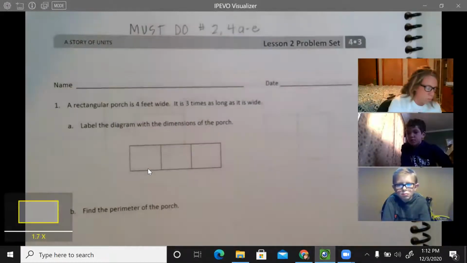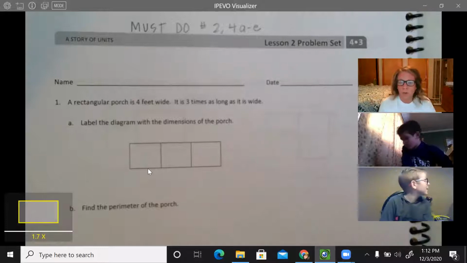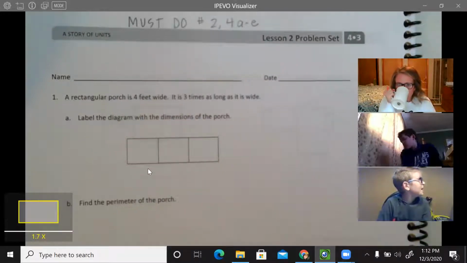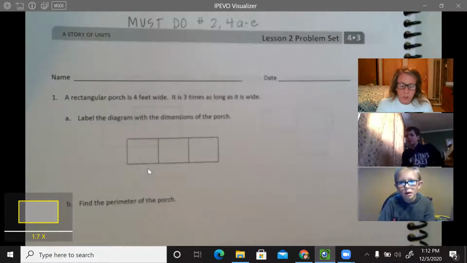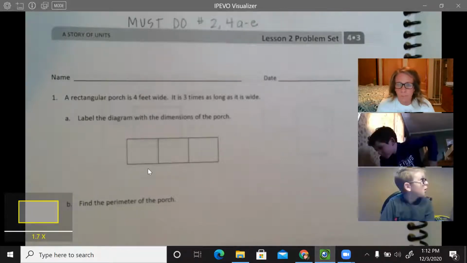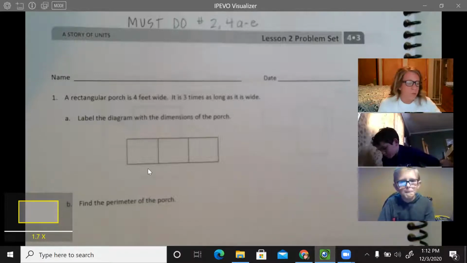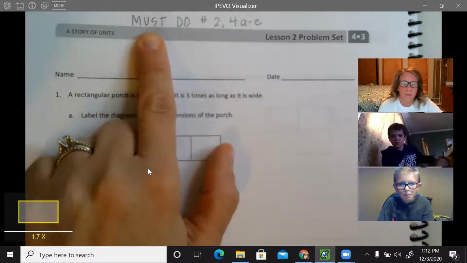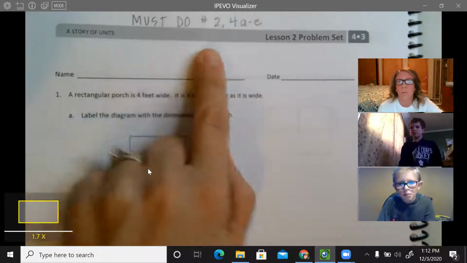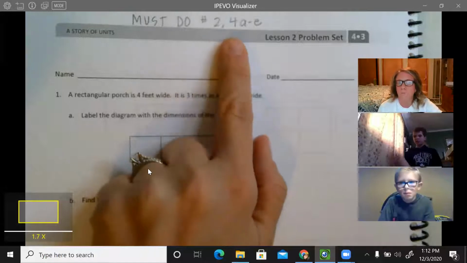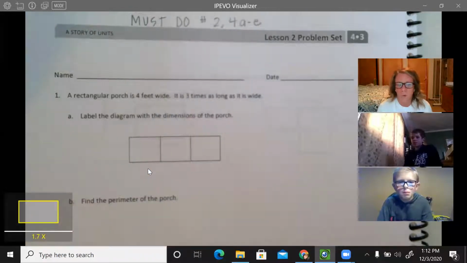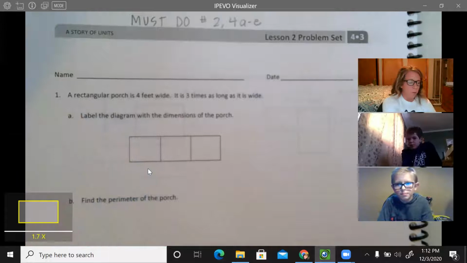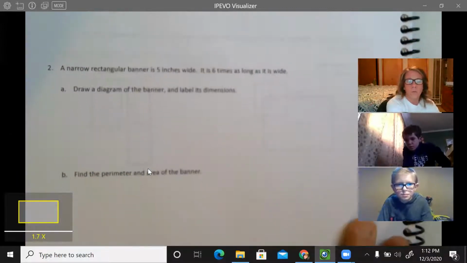So everyone should be on page 7 in their student workbook. I didn't do page 7 yet. Well, you shouldn't have, because we're doing them now, Zoe. Okay, so at the end of the video, the teacher on the video told you that the must-do problems for today are numbers 2 and 4. For 4, we have to do letters A through E. So we're going to skip over number 1, and we're going to start with number 2.